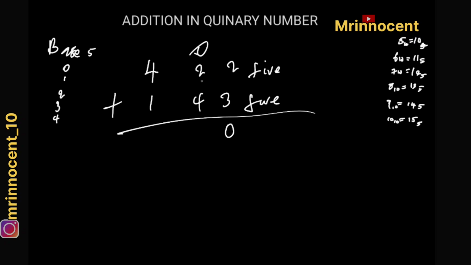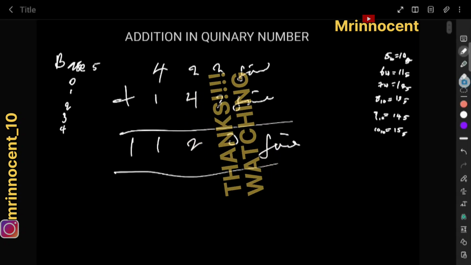1 plus 2 is 3, plus 4 is 7. 7 in base 5 is 1, remainder 2. Write the remainder, take the 1 to the next. We have 1 plus 1 is 2, plus 4 is 6. 6 in base 5 is 1, remainder 1. Take it to the next column, you bring it down. We have 1, 1, 2, 0 in base 5. Thank you for watching.